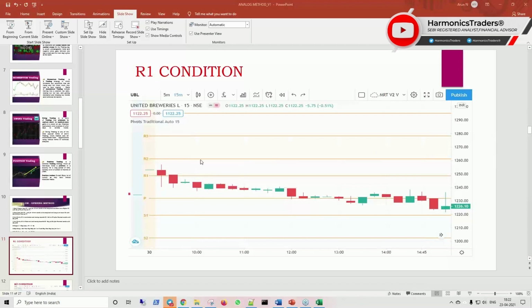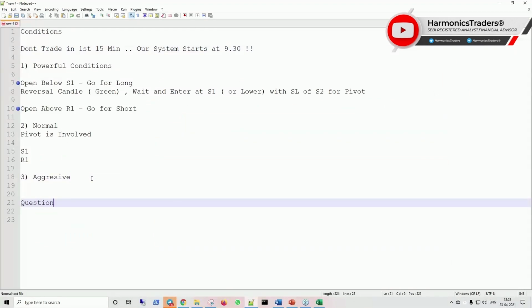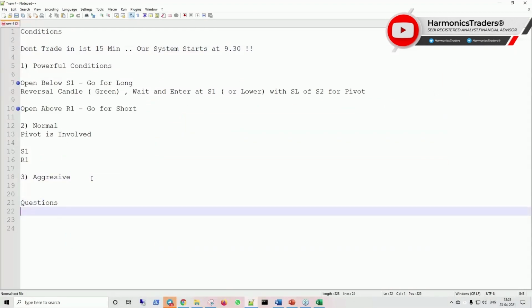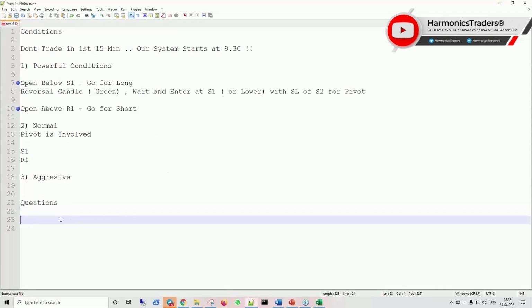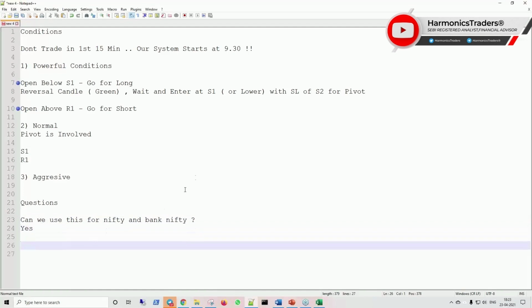Do we enter at close of second candle? Not necessary. After the first candle is completed, and if that is a reversal candle, you can enter at the start of the next candle. Yes, you can use this for Nifty, Bank Nifty, of course. Yes, this works very well in index.